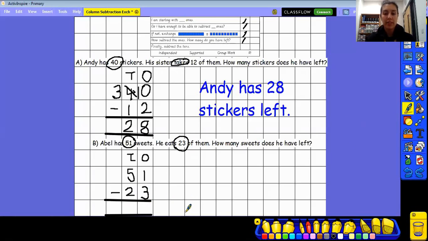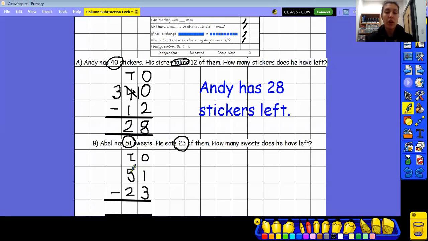So following my success criteria then, I am starting with 1 one. Do I have enough to be able to subtract 3 ones? No, I don't, because 1 is smaller than 3. So I can't take away 3 when I only have 1 one. So that means I need to get some more 1s, and I do that by making an exchange from my tens column.